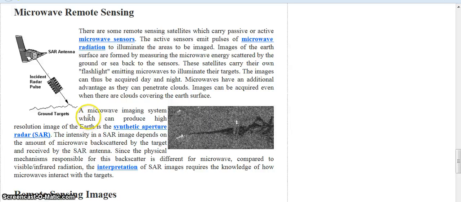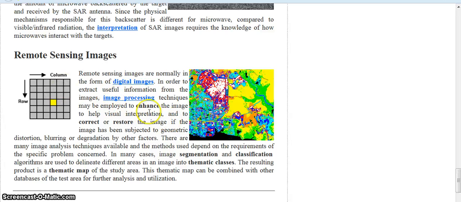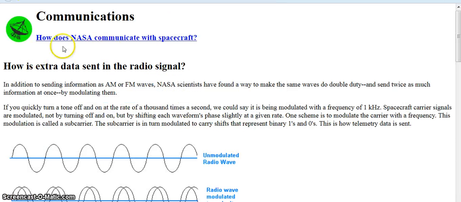Now, this is a big deal to me. A microwave imaging system which can produce high resolution images of the Earth is a synthetic aperture radar, SAR. The intensity in a SAR image depends on the amount of microwave backscattered by the target and received by the SAR antenna. Since the physical mechanisms responsible for this backscatter are different for microwave compared to visible infrared radiation, the interpretation of SAR images requires the knowledge of how microwaves interact with the targets. It requires that knowledge from scientists to be able to read the computer image that is generated. So there's more stuff here that you should probably read if you're interested at all. And then this is just a little piece that you might find interesting also.